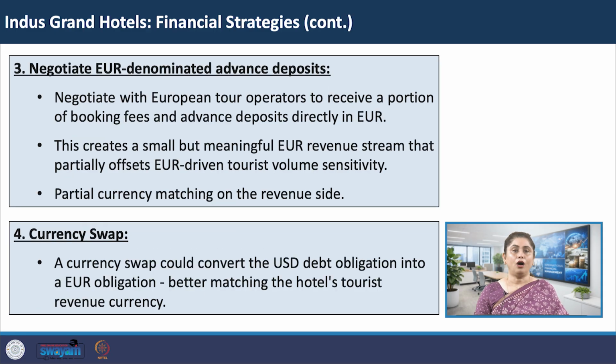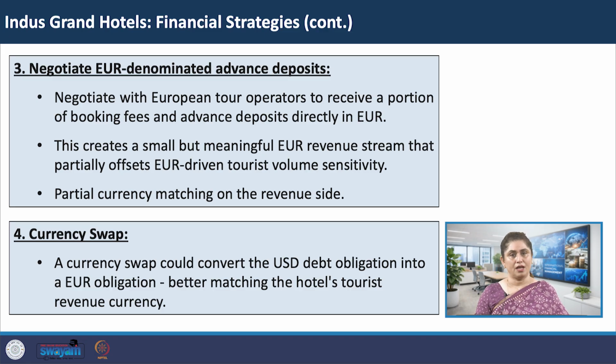cost line. On the revenue side, the hotel should negotiate with European tour operators to receive a portion of advance booking and deposit directly in euros. If 10 to 15% of the revenue were received in euros, this would create a partial natural hedge. Euro revenues that weaken when the Indian rupee euro rate moves unfavorably would be offset by lower euro denominated cost elsewhere.